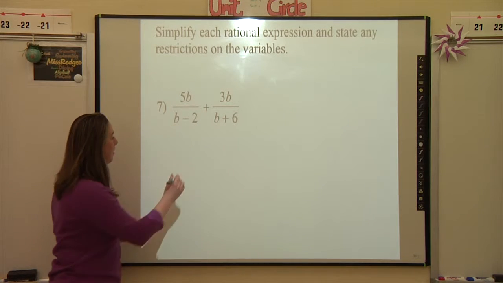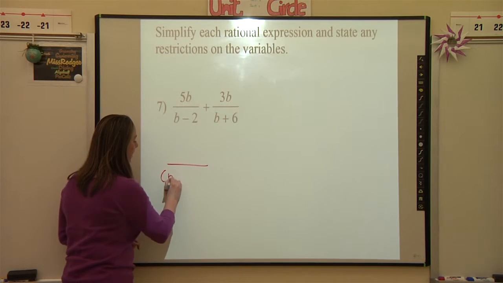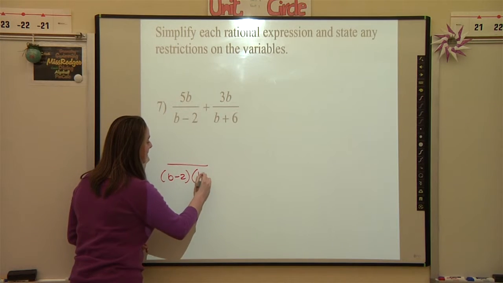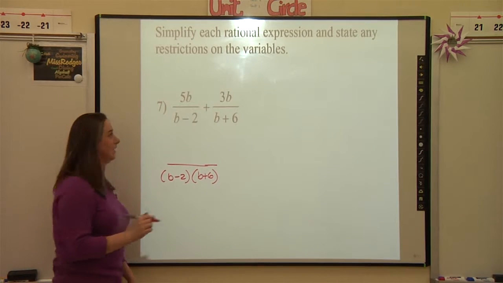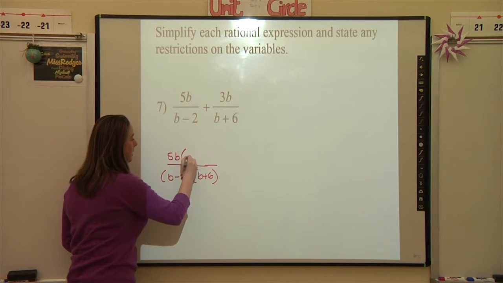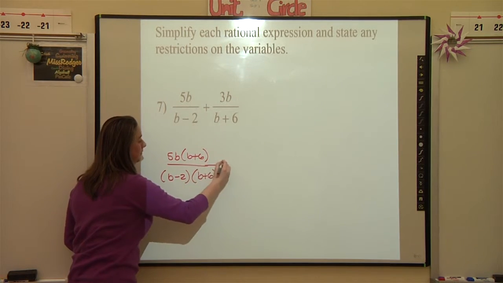So in order to get a common denominator for the first one of b minus 2 and b plus 6, I need to multiply the numerator by b plus 6. So this is going to be 5b times b plus 6.